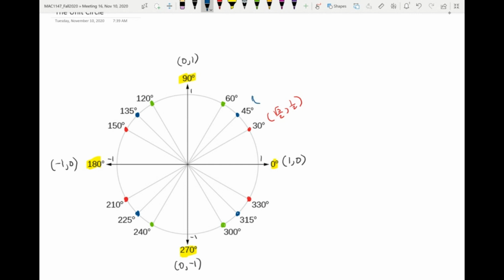For 45 degrees, remember they are equal. And what were cosine and sine? Square root of 2 over 2, and they are equal to each other. Square root of 2 over 2, comma square root of 2 over 2. And finally, for 60, remember those are the values of 30 but flipped. So cosine of 60 is 1/2. The sine of 60 is square root of 3 over 2.